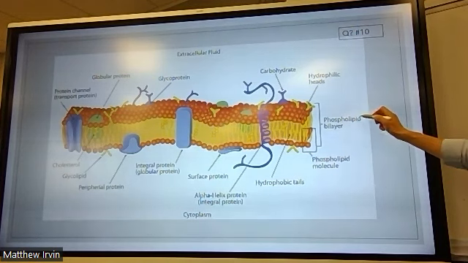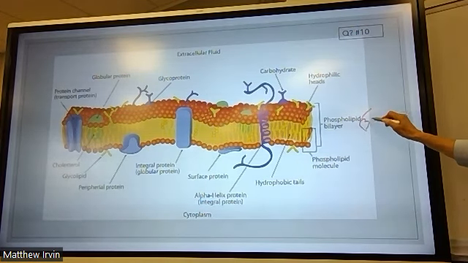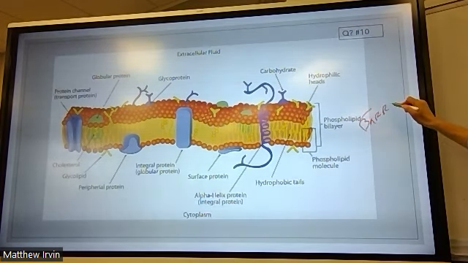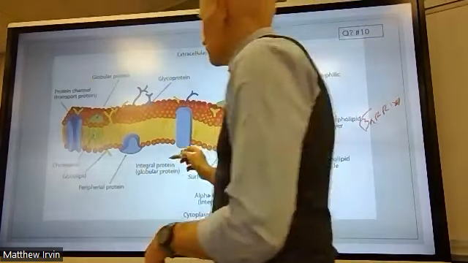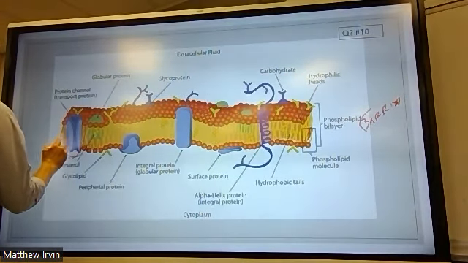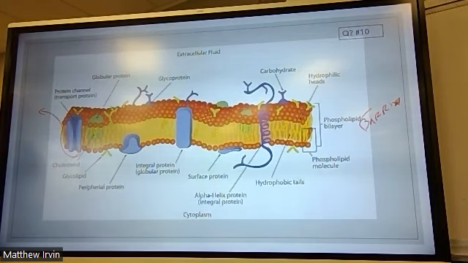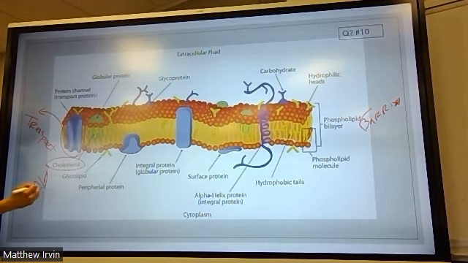All right, your cell membrane, lots of things that are happening. Of course, we've got our phospholipid bilayer. This is your barrier. Transmembrane proteins, what are these for? And that could be active or passive. Cholesterol, what does that do? Good. Stability.